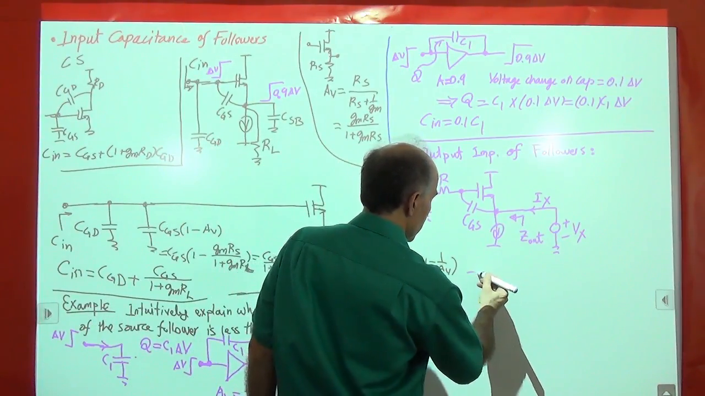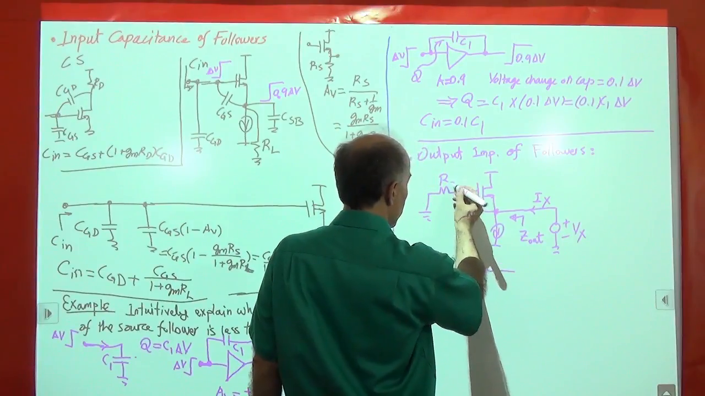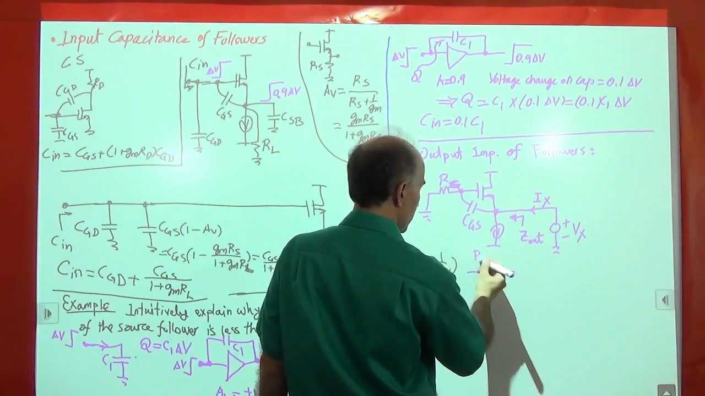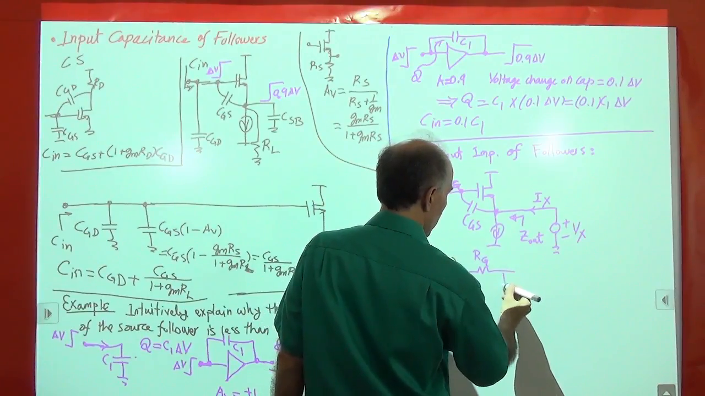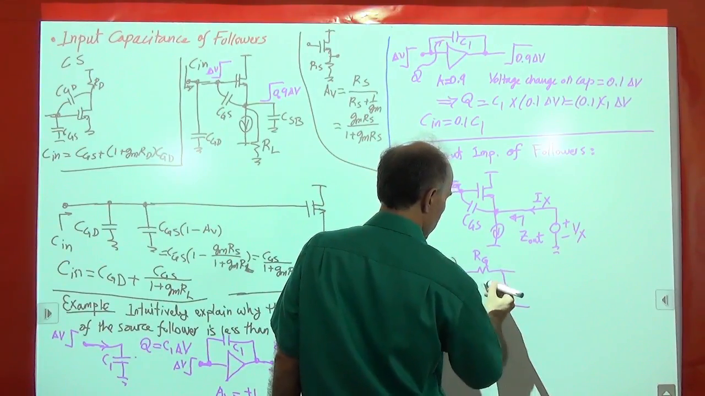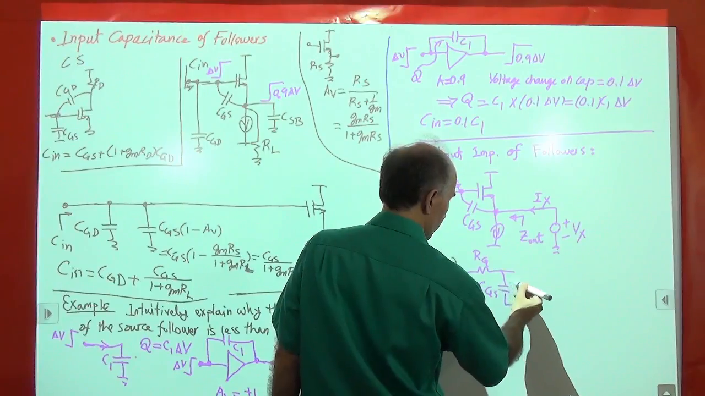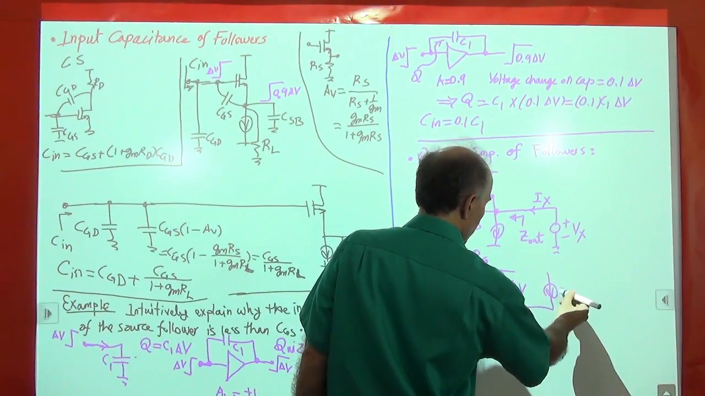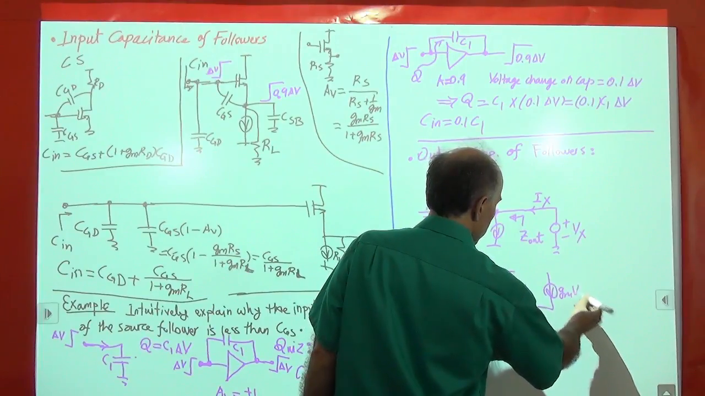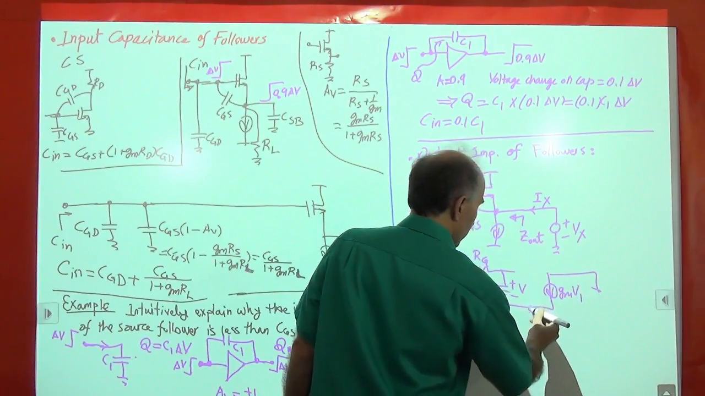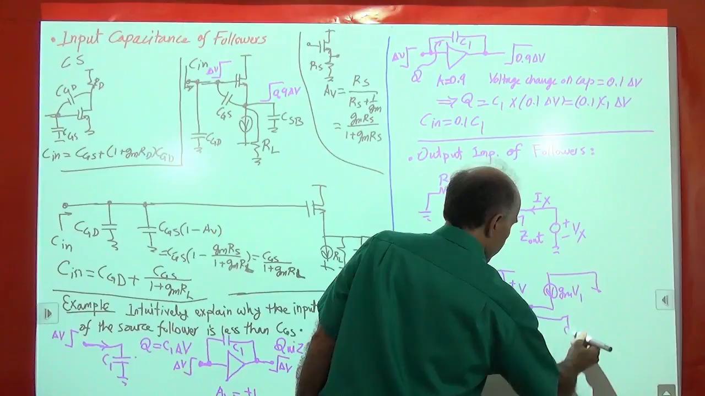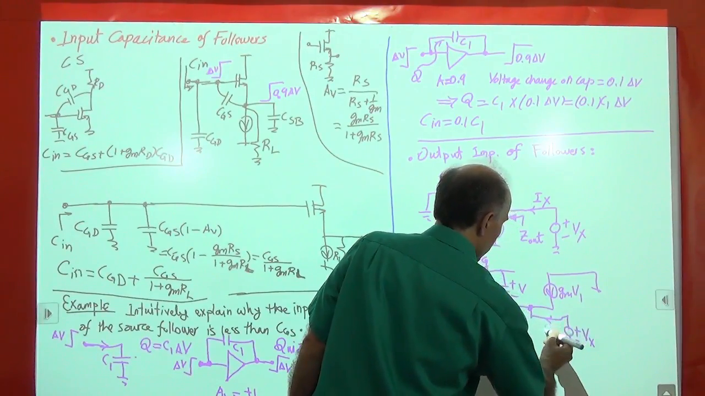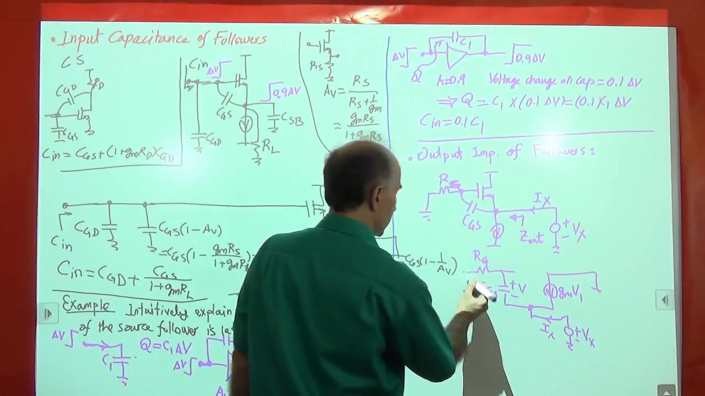So here it is. We have called this RS, RG, so RG is here. Then we have CGS. The voltage from the gate to the source is called V1. We have a dependent current source, gmV1. And we have Vx and Ix applied here, and that's what we would like to find. This is AC ground.